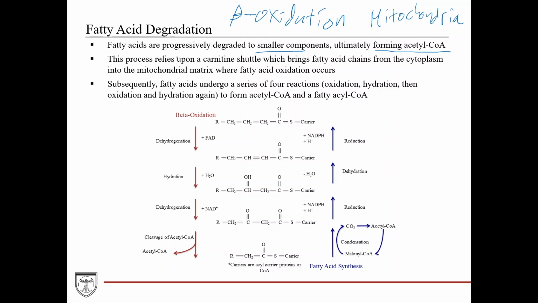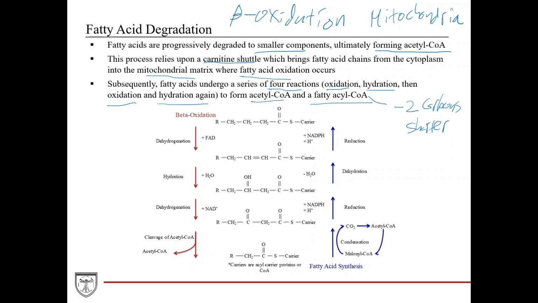The process of fatty acid degradation relies on the carnitine shuttle. We'll go over that in a few slides, which brings fatty acids from the cytoplasm into the mitochondrial matrix so that they can actually undergo fatty acid oxidation. So this is sort of a regulatory step to ensure that, again, you're not synthesizing fatty acids in the cytoplasm and then they're ultimately also undergoing degradation, thus preventing a futile cycle. So fatty acids undergo a series of 4 reactions: oxidation, hydration, and then oxidation and hydration again to form acetyl-CoA and a fatty acyl-CoA that is essentially 2 carbons shorter.